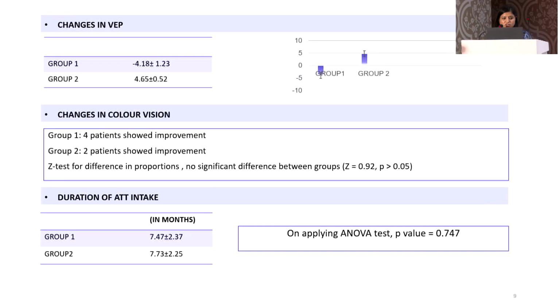The VEP changes were minus 4.18 in group 1 and 4.67 in group 2. Color vision changes were not found to be statistically significant among the two groups. The duration of ATT intake among the two groups was not statistically significant, so the two groups were equivalent.